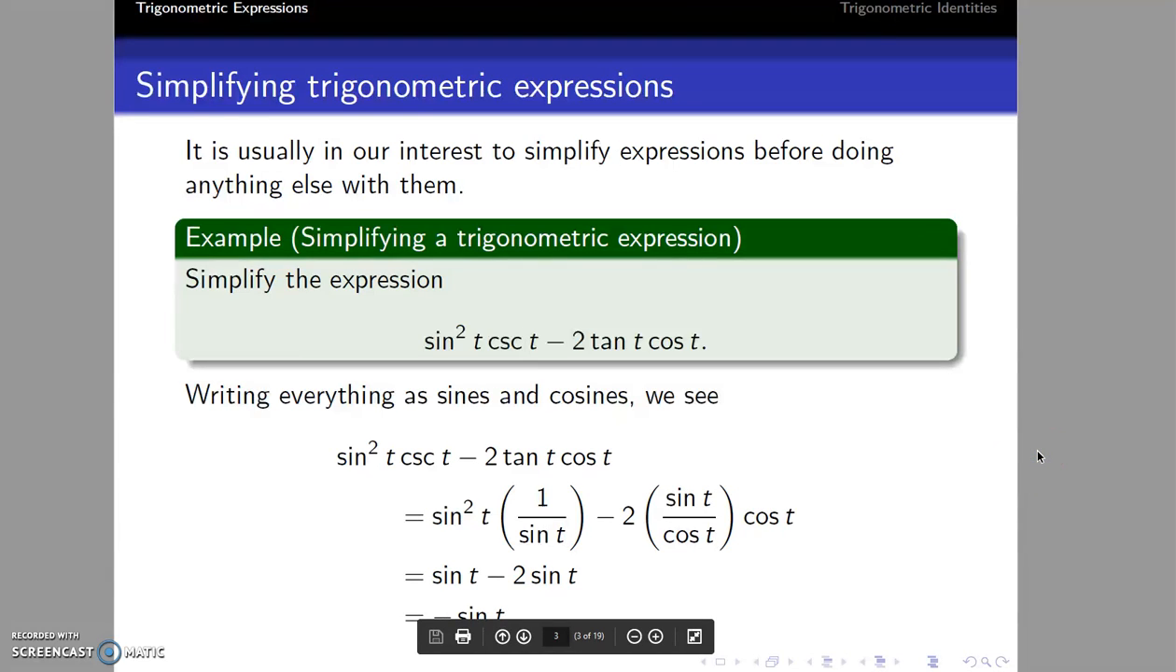Now, the exception I mentioned. This first expression here is undefined at places. When sine is 0, then this first term is undefined. When cosine is 0, tangent is undefined. So that makes me undefined at 0, at 90 degrees, 180, 270, and so on. Not the case for negative sine t. Negative sine t is defined everywhere.